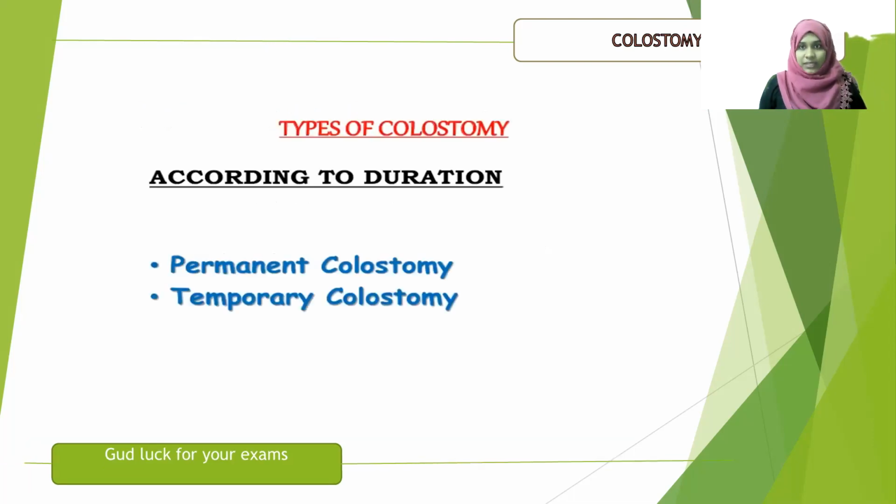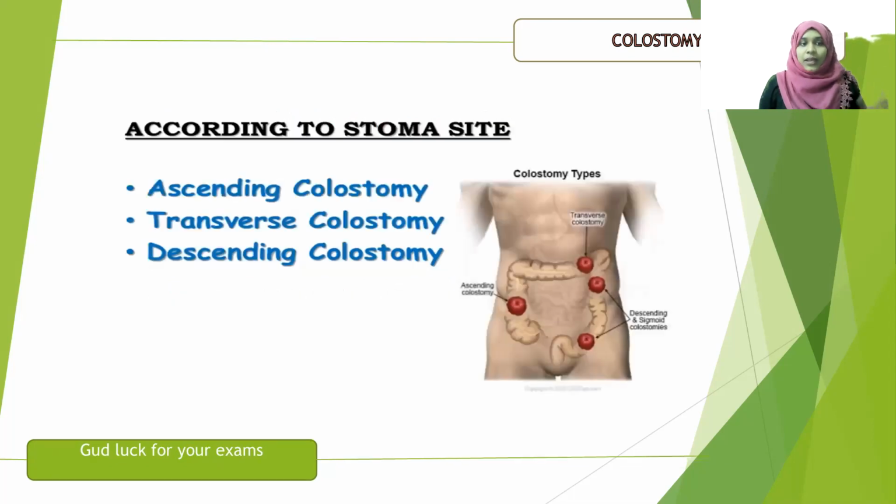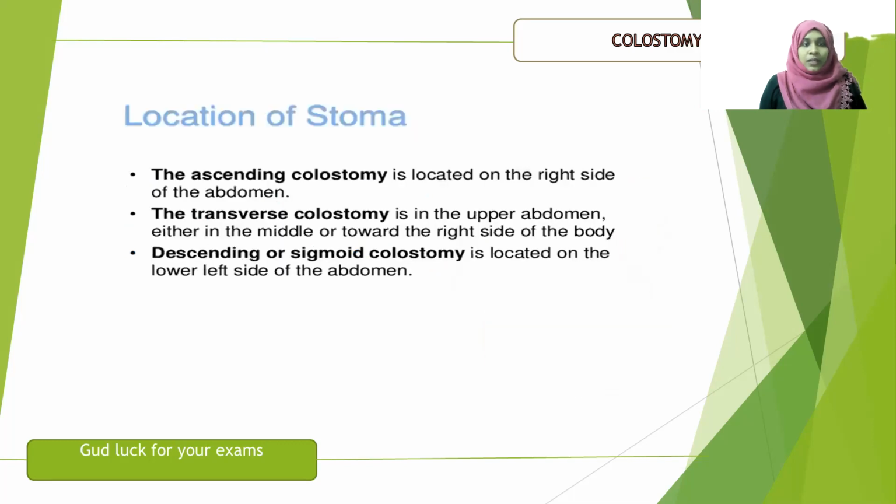So what are the types of colostomy? According to the duration, it is divided into permanent colostomy and temporary colostomy. According to the stoma site in the colon, it is divided into ascending colostomy, transverse colostomy in the upper portion, and descending colostomy in the lower portion. According to the location of the stoma, ascending colostomy is located on the right side of the abdomen. Transverse colostomy is located in the upper or middle abdomen. Descending colostomy is located on the lower left side of the abdomen.